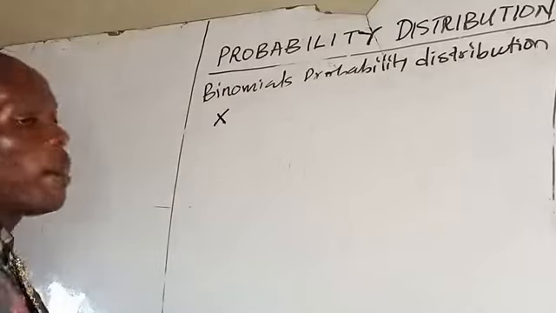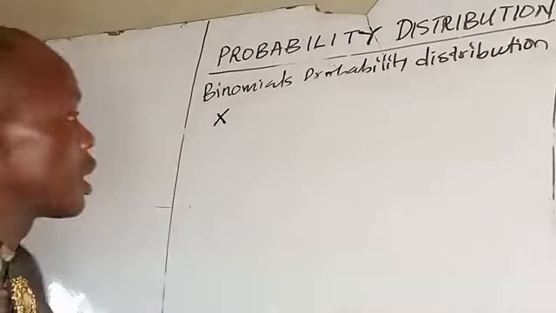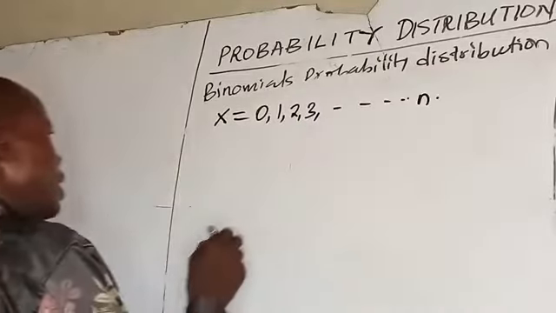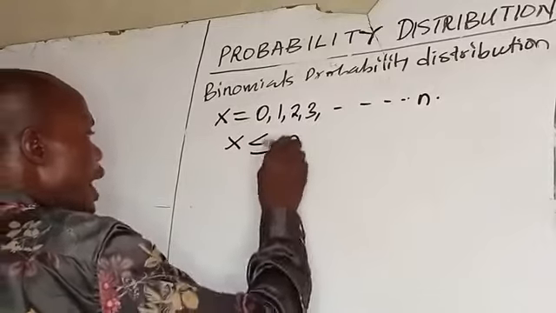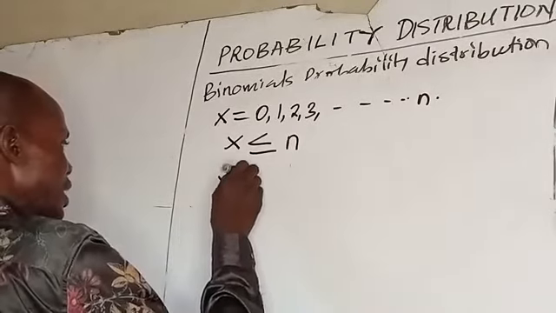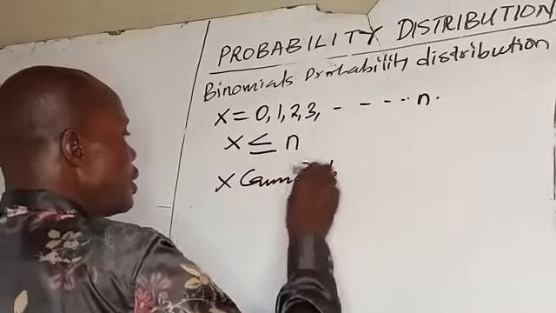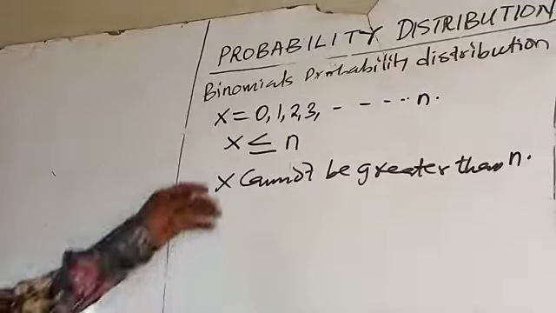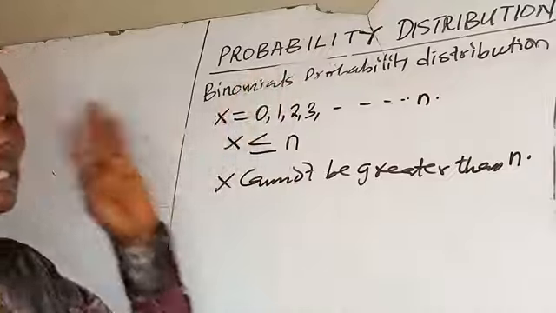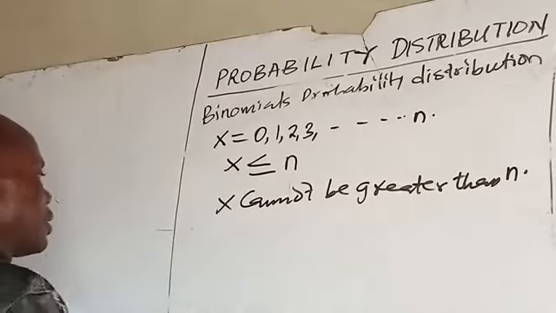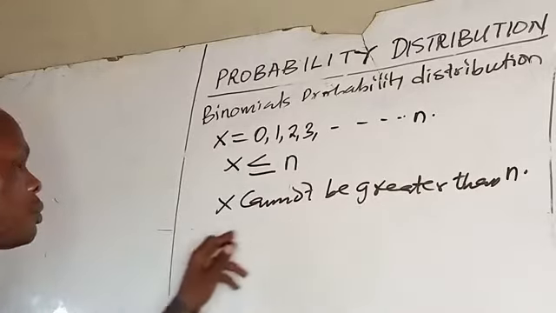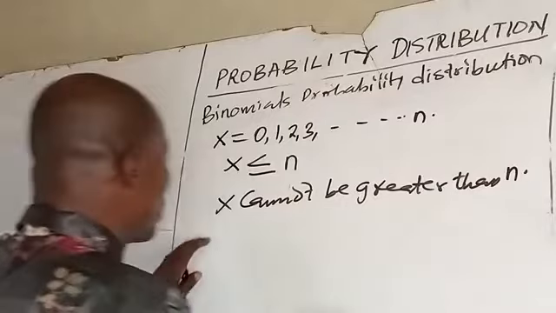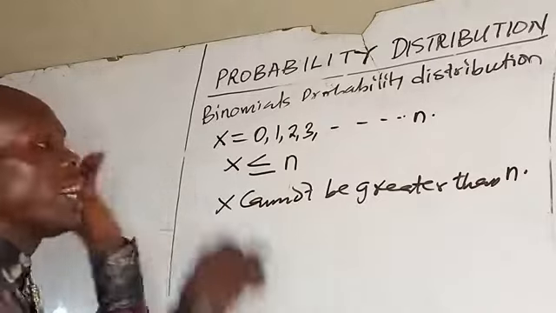X denotes the number of successes in N trials. That means X could be a number from 0, 1, 2, 3 up to N, which means that X could be less than or equal to N, but X cannot be greater than N. So, remember, a binomial distribution is a random variable having the same distribution. Any random variable having this distribution is said to be binomially distributed.